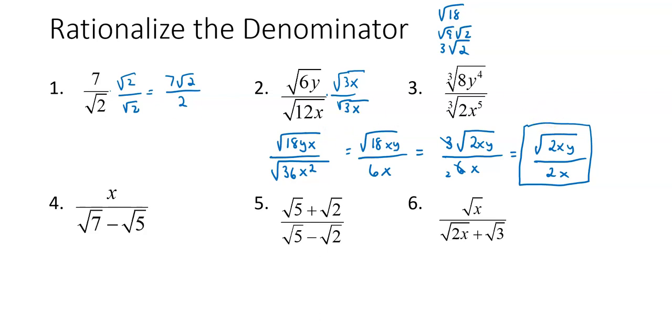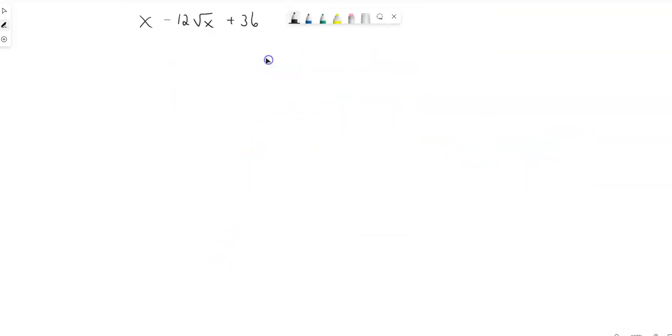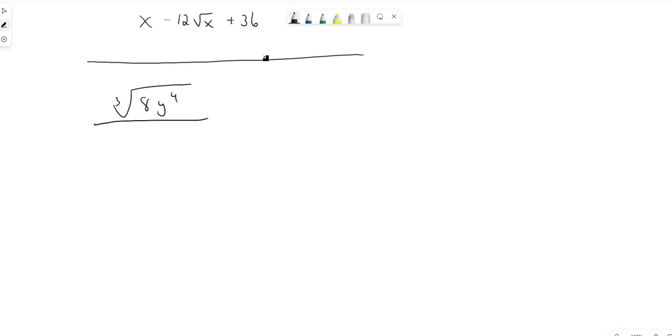All right, I'm moving over to another board for number 3. So for number 3, the problem that was given was the cube root of 8y to the 4th over the cube root of 2x to the 5th. So I want to see what will make that bottom a perfect cube. Well, I know 2 to the 3rd is 8. So that's a perfect cube. If this 5th power were a 6th power, then that would be a perfect power also.